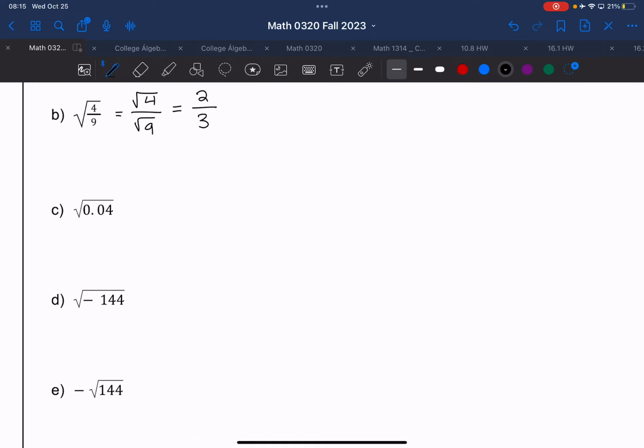Same thing with decimals here. So we have the square root of 0.04. Looking at just the 4 here, can we take the square root of 4? Yes, we can. So that means we can take the square root of 0.04. And if you type it into your calculator, you're going to get 0.2. So this is something you would just type into your calculator. And you're going to get 0.2.